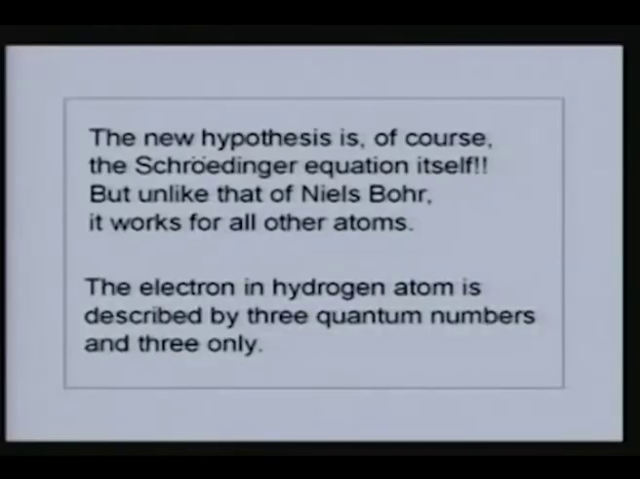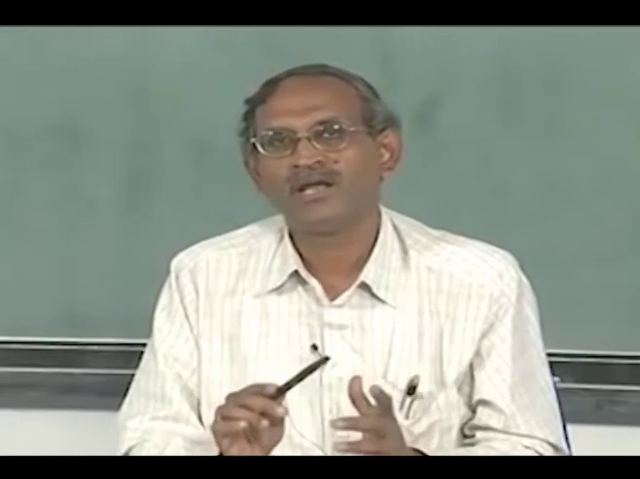Obviously this means that we are replacing the hypothesis of Bohr by the hypothesis that the Schrodinger equation itself is valid. But unlike the Bohr hypothesis, the Schrodinger equation is found to work for all atoms, not just hydrogen atoms, and the electron in the hydrogen atom, according to the non-relativistic Schrodinger equation, is described by 3 quantum numbers and 3 only. The 3 quantum numbers are n, l and m, which I haven't talked about. I will do that in the next lecture. Today we are concentrating on n and l.